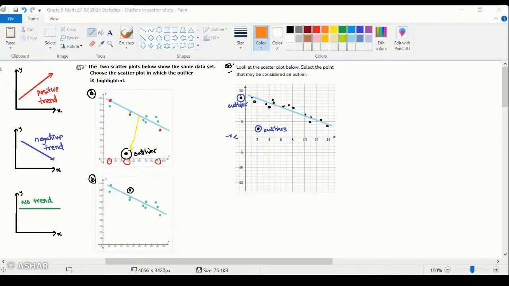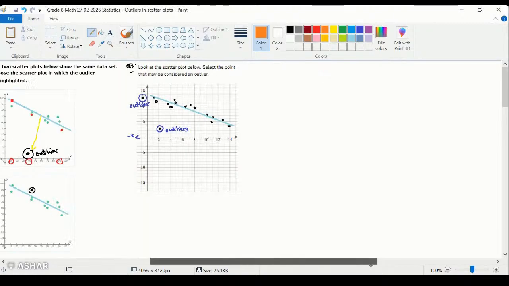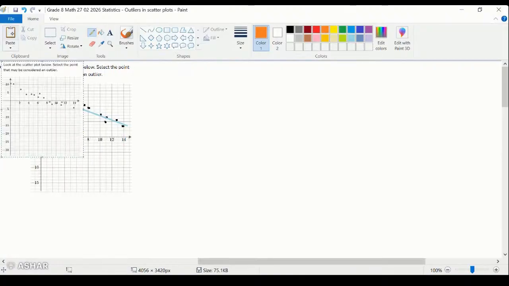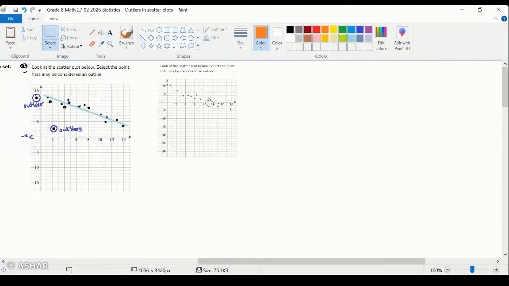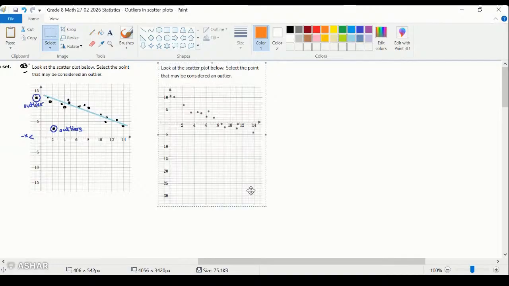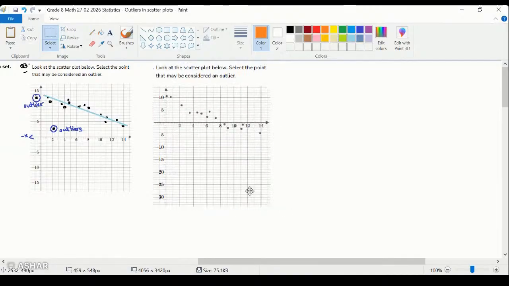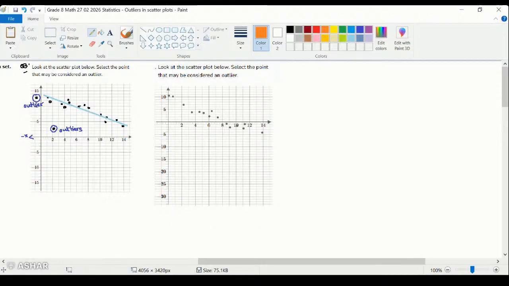Since it says, I'm just changing the points a bit or highlighting the points so that you would be able to look at it properly. Okay. For the next question, it says, look at the scatter plot and tell us which point is the outlier.